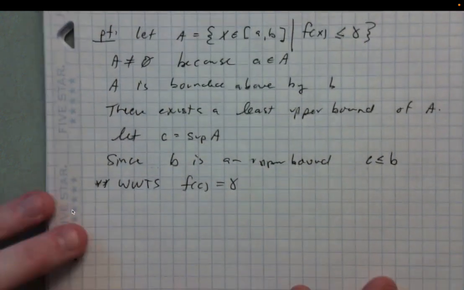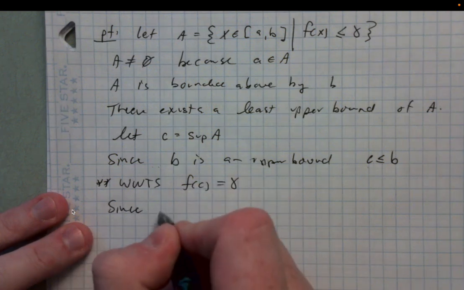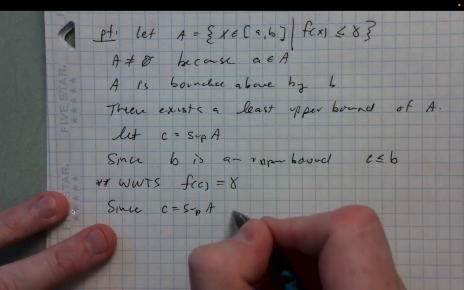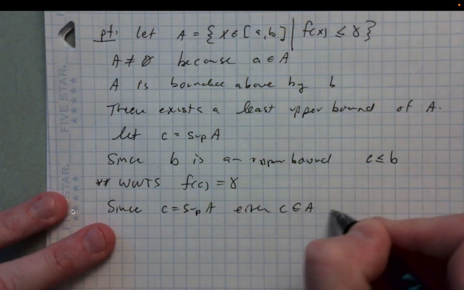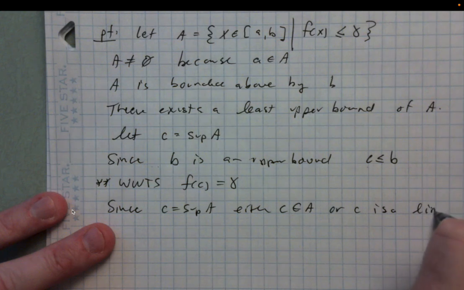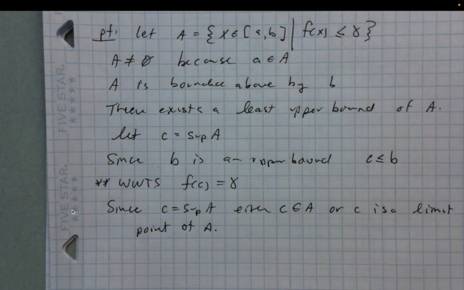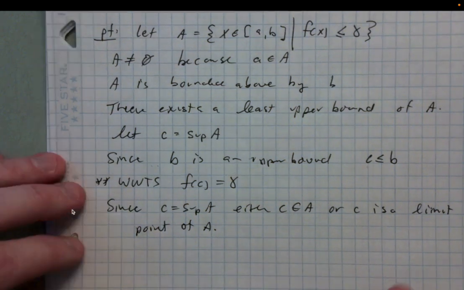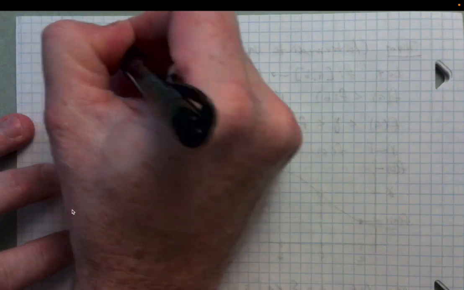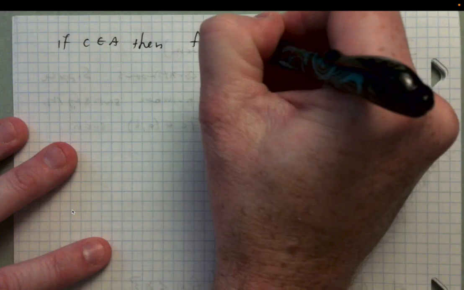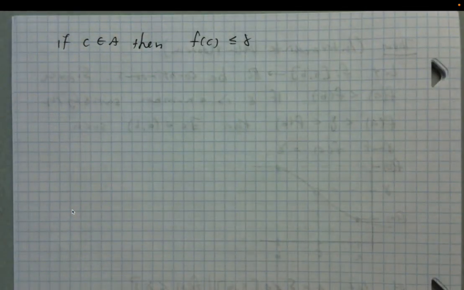Okay, so what can we say? Well, since C is equal to the supremum of A, then either C is in A or C is a limit point of A. That's true. Now, let's switch pages here. If C is in A, let's see what happens. If C is in A, then f of C is less than or equal to delta. That's how A is built.